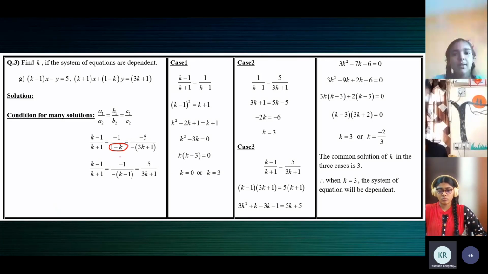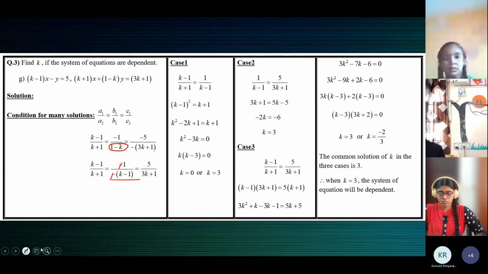So 1 minus k is written as minus of k minus 1. Minus and minus gets cancelled. So now this is nothing but 1 by k minus 1. 1 by k minus 1. Am I clear, children?